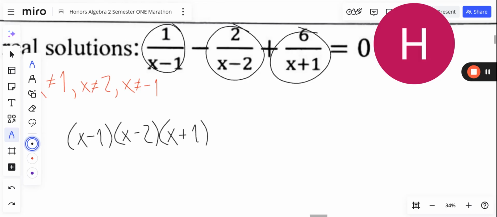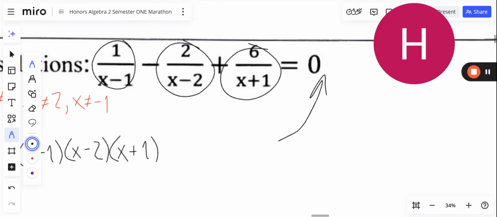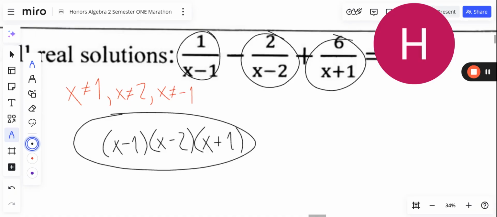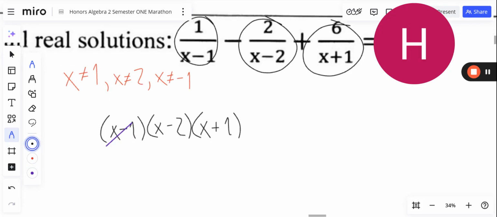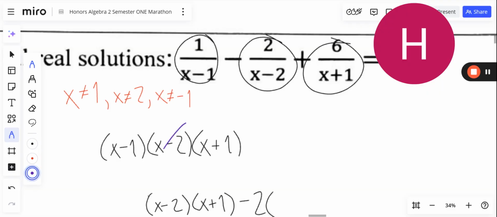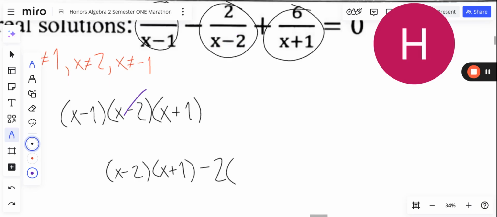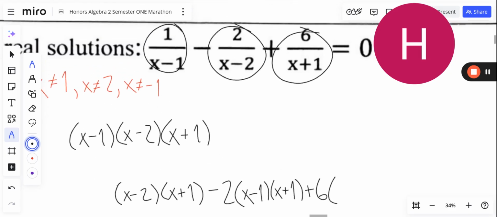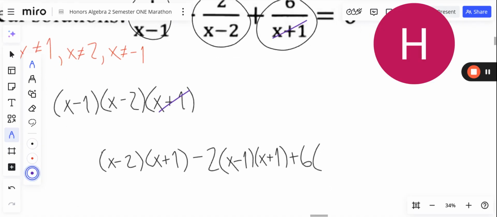And when you multiply that to each one of these things, now technically you're multiplying to the right side as well, but hey, that's easy because anything times 0 is just going to go to 0. Now on the left side, multiplying this into each term is always going to cancel with one of the factors. The first one's going to cancel with x minus 1. That's going to leave us with 1 times (x minus 2)(x plus 1). Then we're going to subtract 2 times... On the second factor, the x minus 2's are going to cancel. So that's going to leave us with 2 times (x minus 1)(x plus 1). And then lastly, we have 6. This one is going to cancel with the x plus 1, and we would just be left with 6 times (x minus 1)(x minus 2). That equals 0.